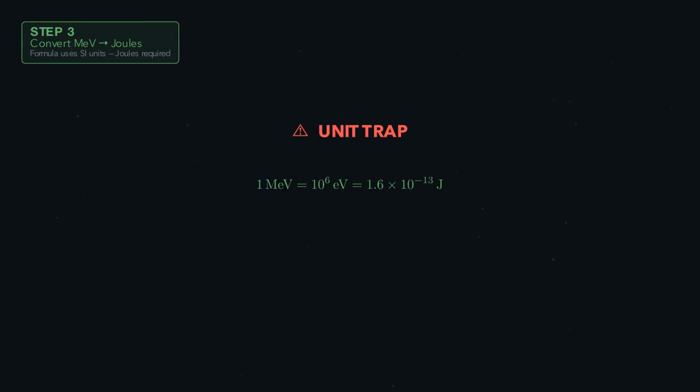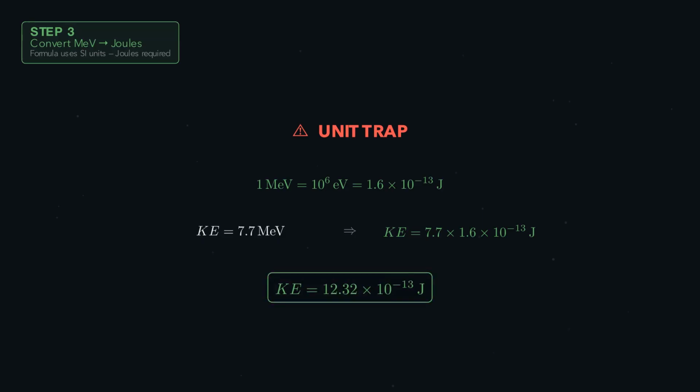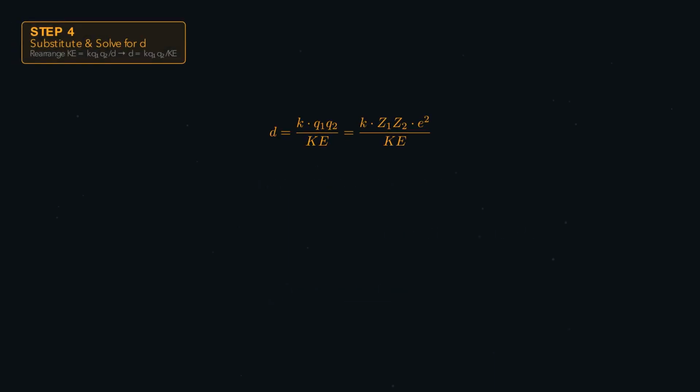Here's the trap most students miss. The energy is given in mega electron volts, but our formula needs joules. 7.7 MeV converts to about 12.3 times 10 to the minus 13 joules. Get this wrong, and the entire answer shifts by a factor of 1,000,000.